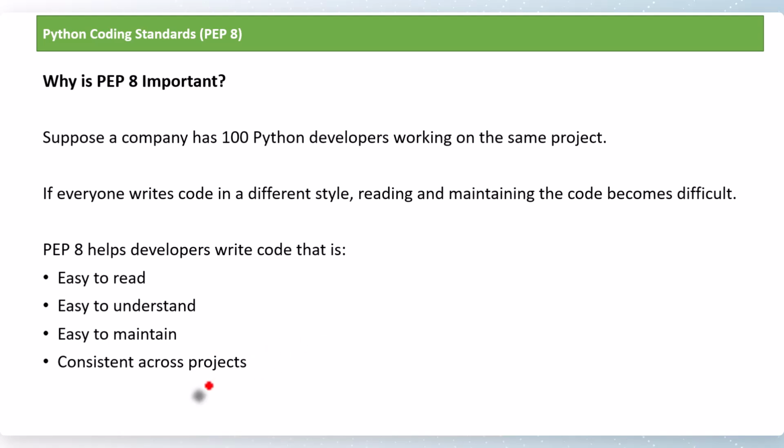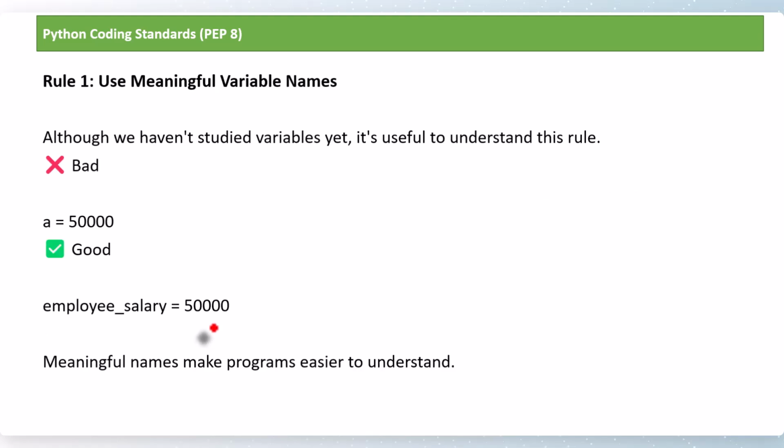Why is PEP 8 important? We can say it is helpful for maintaining the programs: easy to read, easy to understand, easy to maintain, and consistent across all the projects. There are many rules in this PEP 8. I have mentioned some of the rules so that you can get some idea of what PEP 8 is. Many rules are there; I am just showing you some of the commonly used rules.